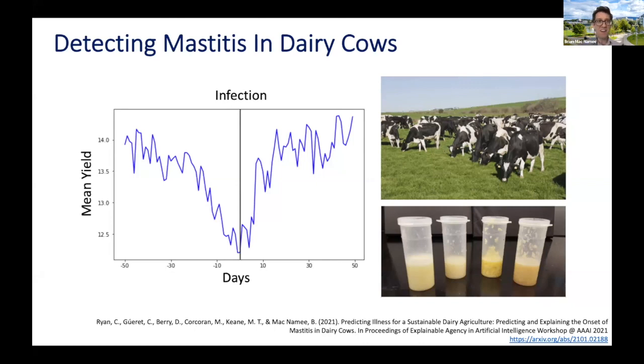So for people who don't know, mastitis is a disease that dairy cows get. It's, I suppose, the most pressing disease within dairy farming. And if farmers can become aware early on that a cow is heading towards having a case of mastitis, they can intervene, they can prevent that. And in particular, one of the motivations here is to reduce widespread use of antibiotics, which is common within dairy farming, but is leading to all kinds of problems in terms of antimicrobial resistance.